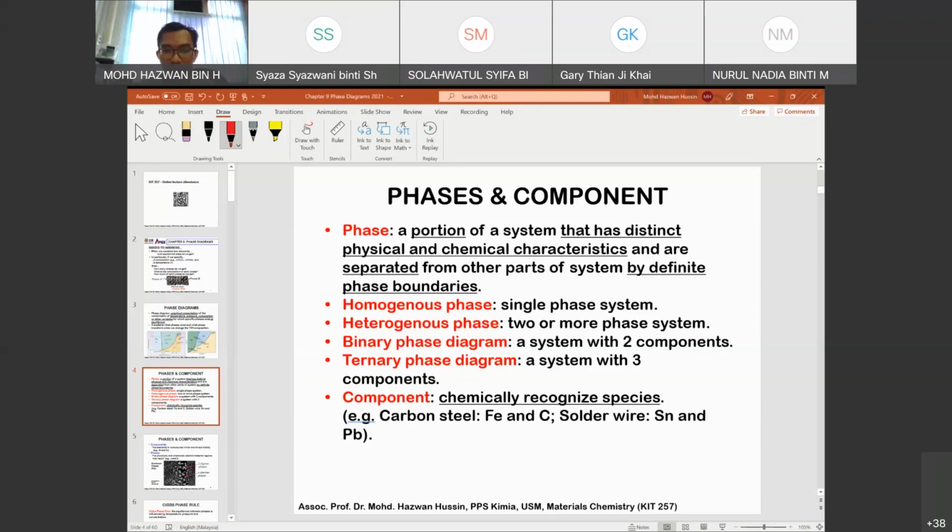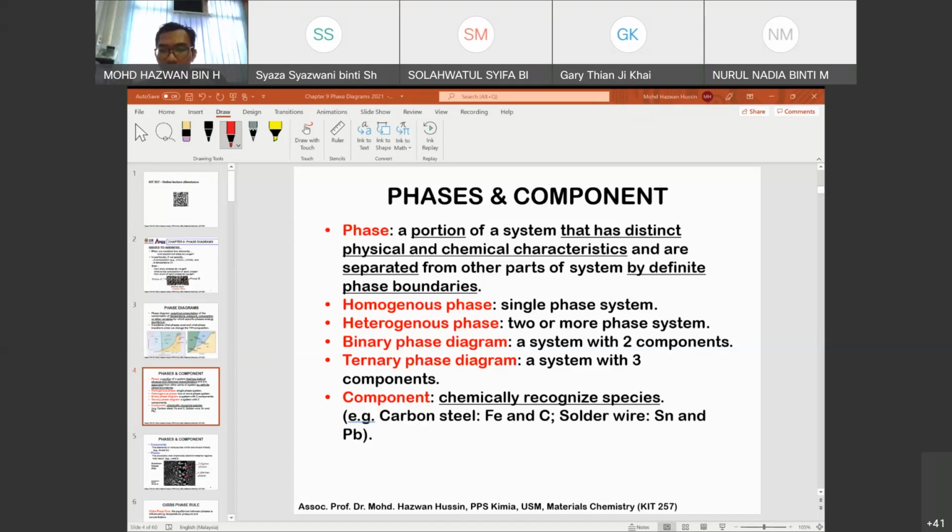All right. Okay. And then we also have component. Component is actually defined as a chemically recognized species. For example, if you have carbon steel, then you know that the components will be iron and carbon.